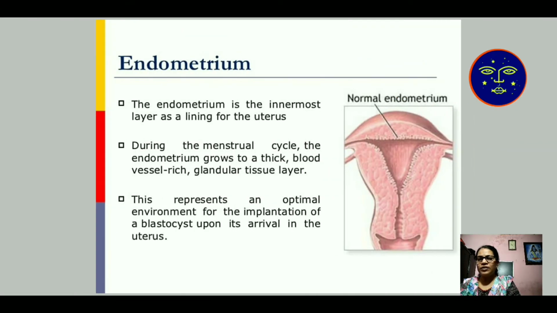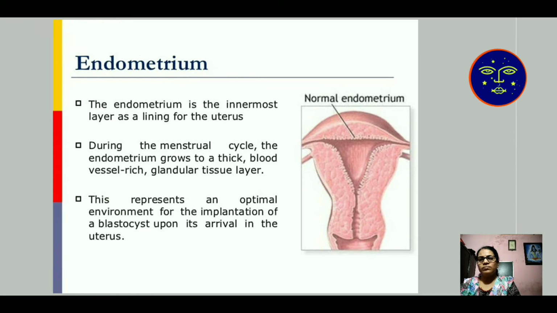The endometrium is the innermost layer of the uterus. During the menstrual cycle, the endometrium grows into a thick, blood-vessel-rich glandular tissue layer. This represents an optimal environment for the implantation of a blastocyst upon its arrival in the uterus. This is the normal endometrium present inside the uterine wall.